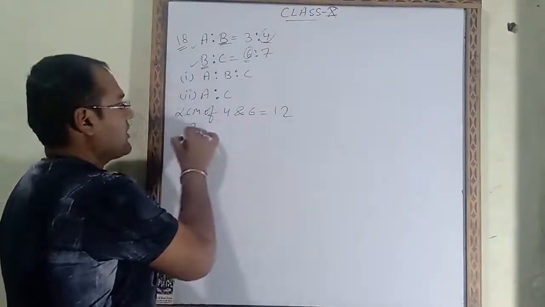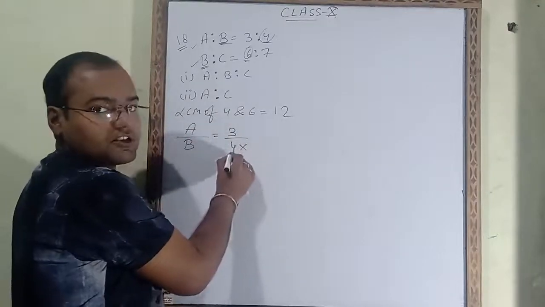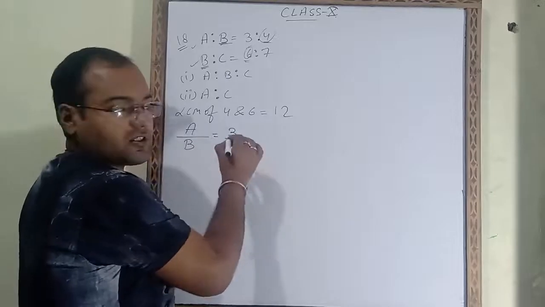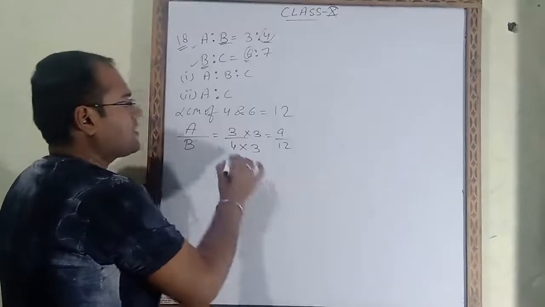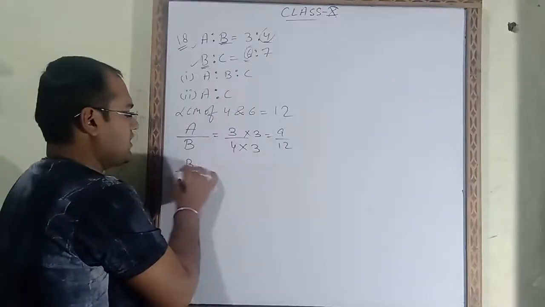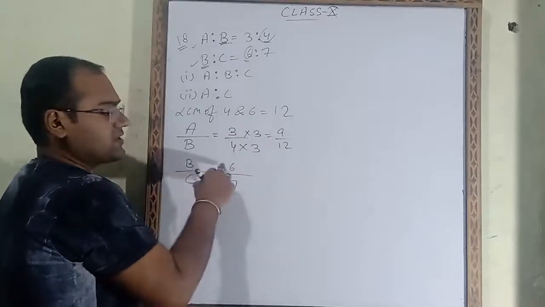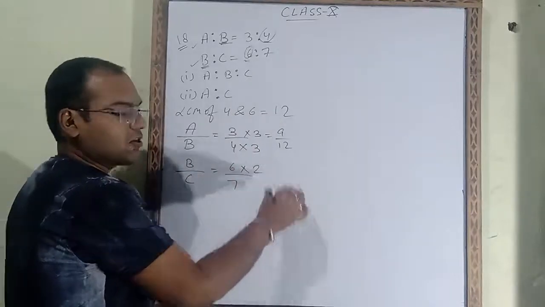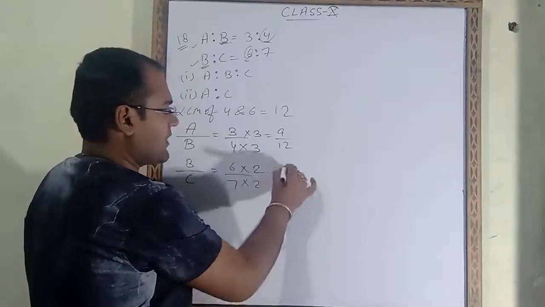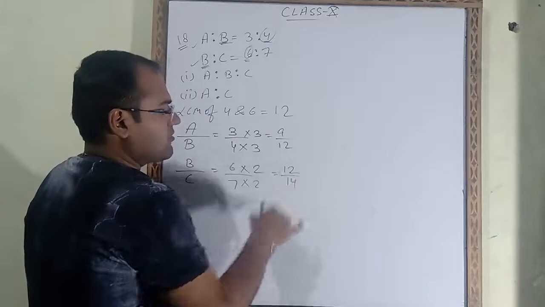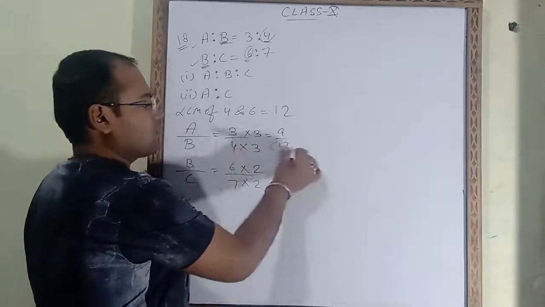So what we will do? First ratio is given, A ratio B, 3 ratio 4. In order to make this 4 into 12, we have to multiply it with 3. So in numerator also we will multiply with 3. Answer will be 9 upon 12. Similarly we will do here also. B ratio C is equal to 6 ratio 7. Value of B is 6, but we will make it 12. In order to make it 12, we have to multiply with 2. In denominator also we will multiply by 2. That means 12 upon 14. Now the values of B are the same. B is 12 here and here also B is 12.